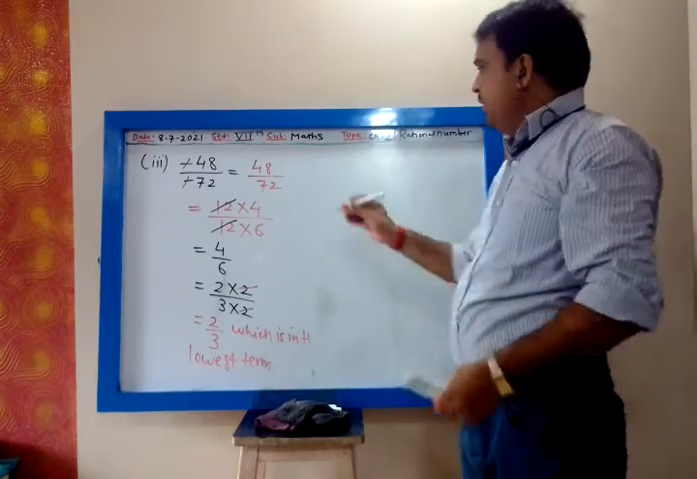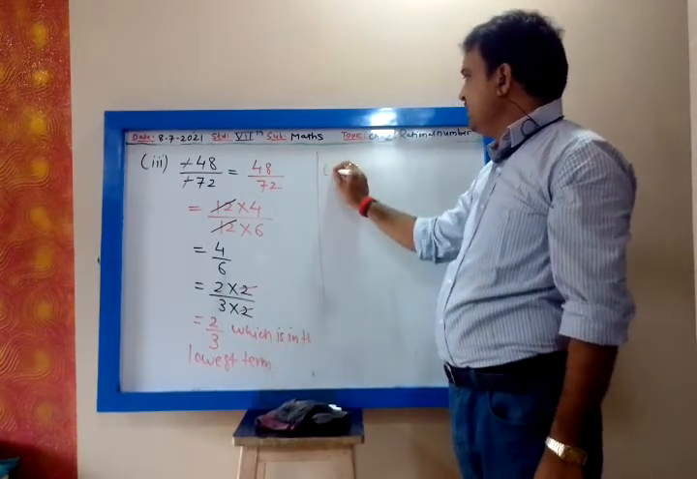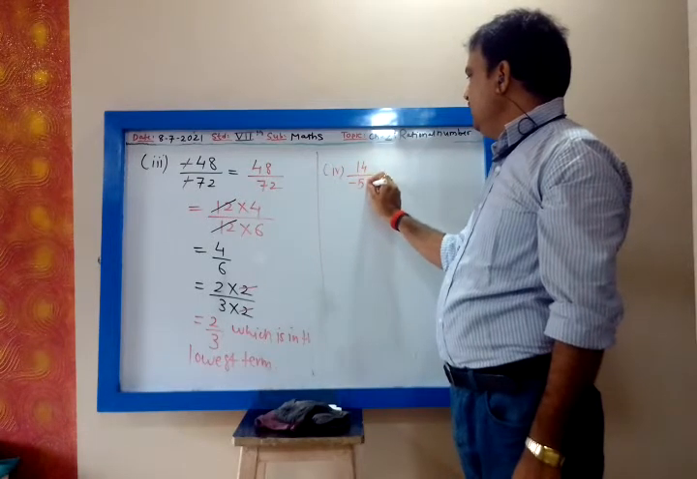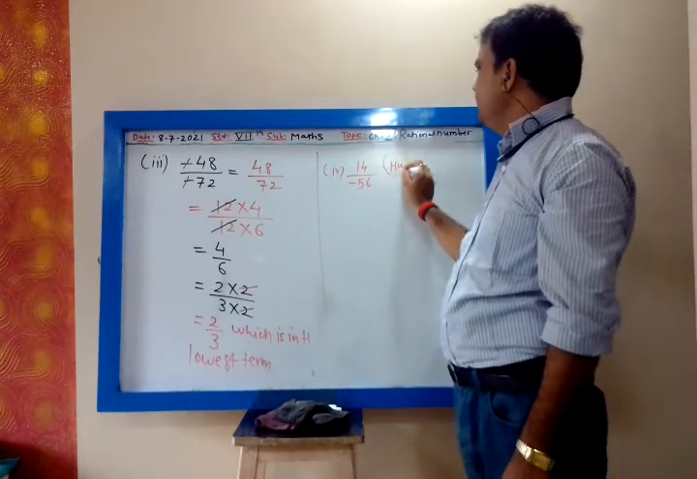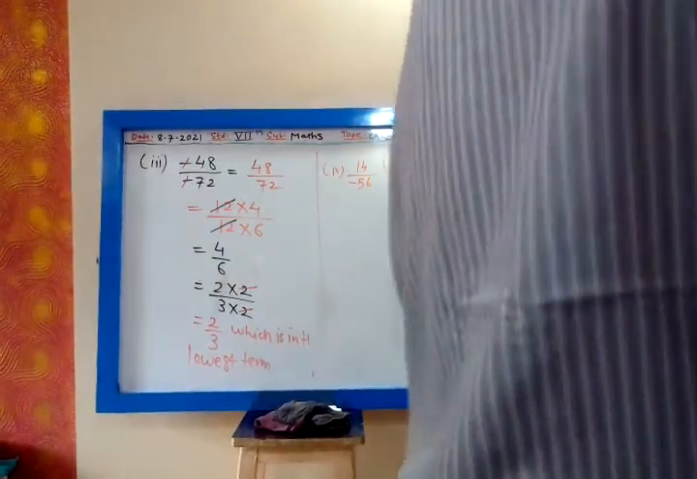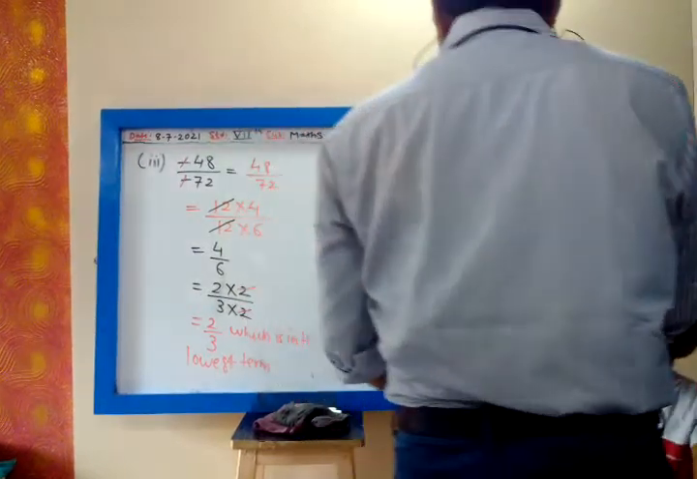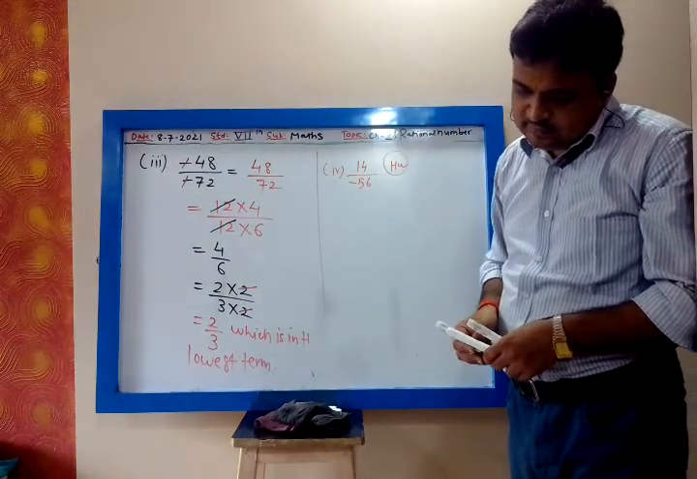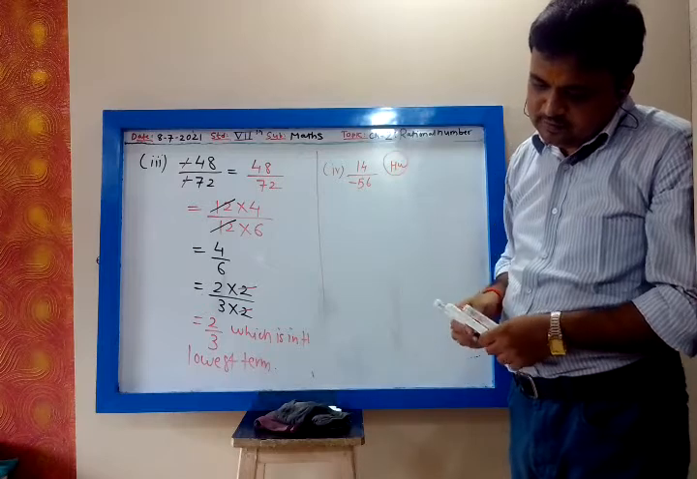Next is 14 upon minus 56. This I am giving as homework. The answer will be minus. Okay. 14 upon minus 56. Yes, minus 1 by 4. Then this completes lowest term.